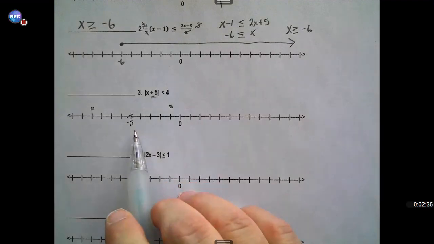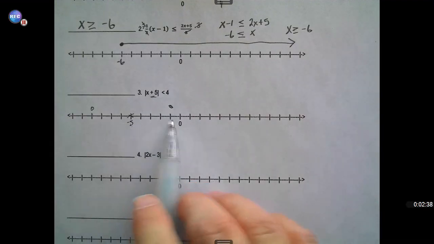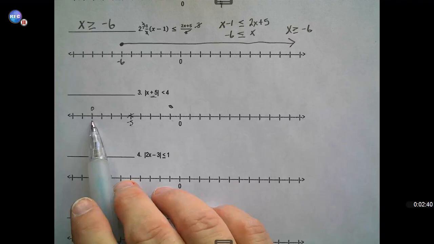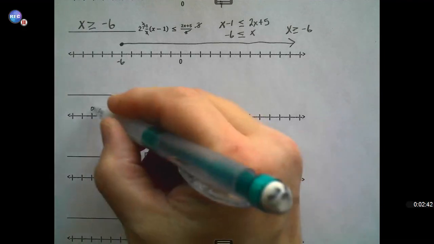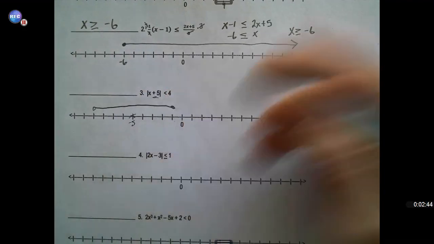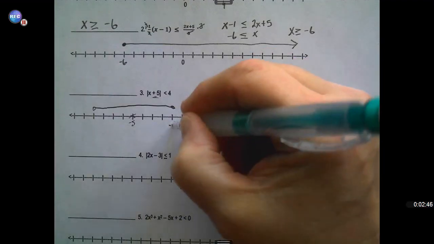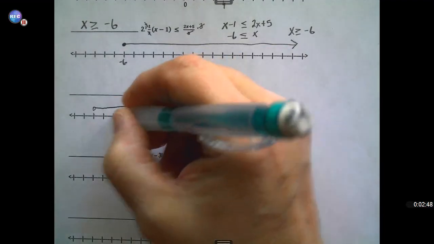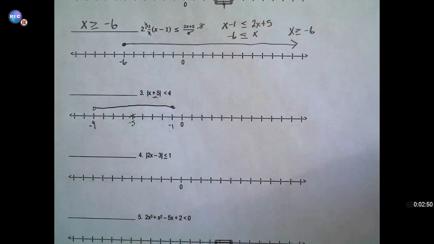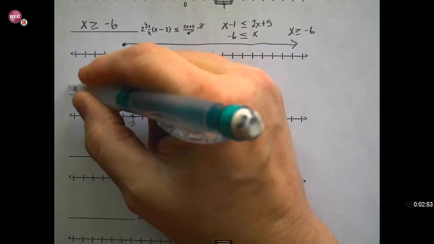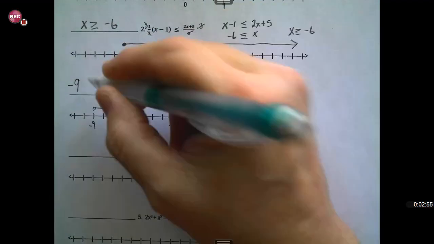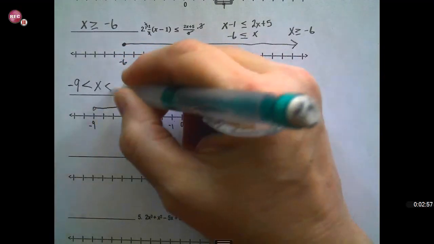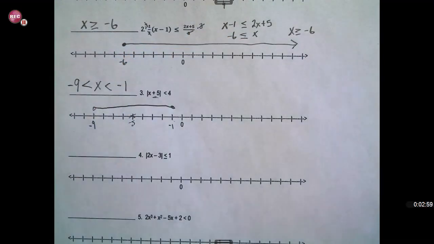And then I want the distance between -5 and those numbers to be less than 4. And so that would be in between here. And then, let's see, that's at -1, 6, 7, 8. That's at -9. So we write the inequality: -9 is less than x is less than -1. That would be the solution to that.